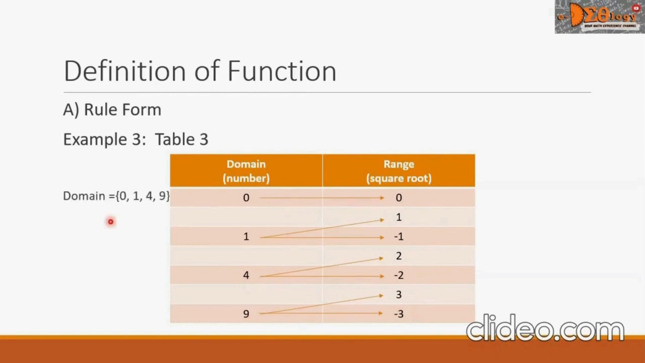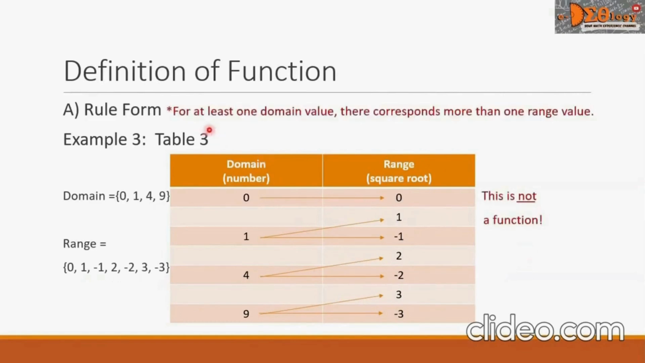In here the domain is the set 0, 1, 4, and 9. For the range, the elements are 0, 1, -1, 2, -2, 3, and -3. This is not a function because for at least one domain value, there corresponds more than one range value. This is our final answer.